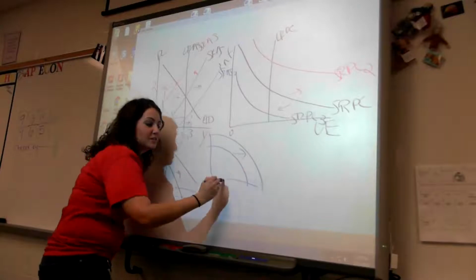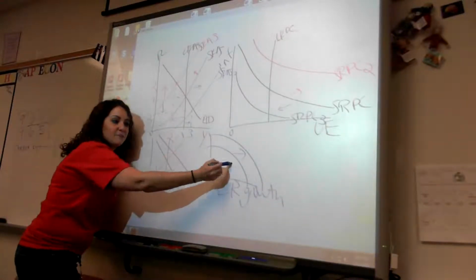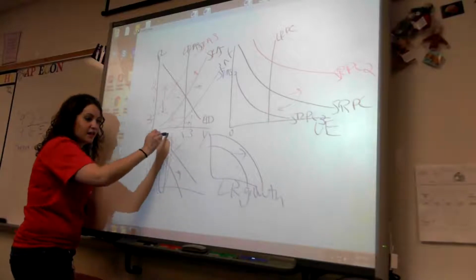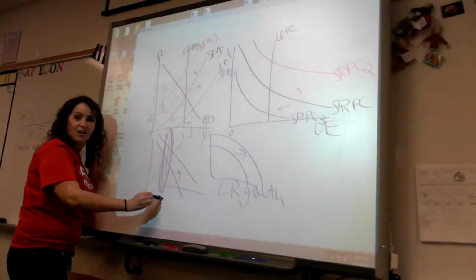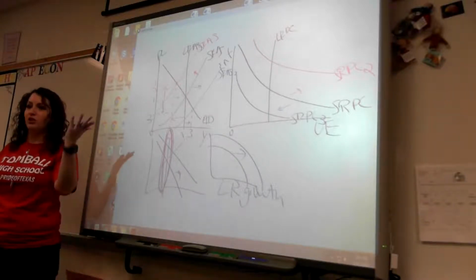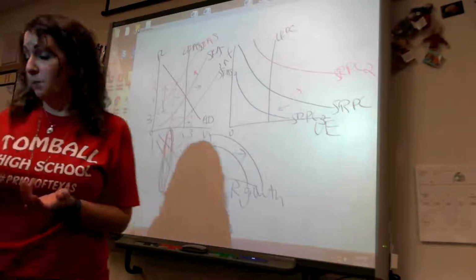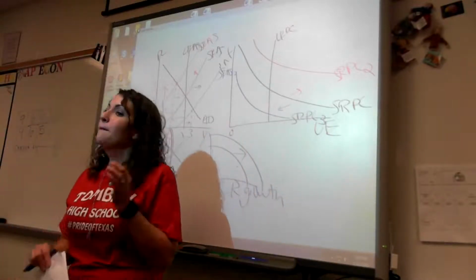Rightward shifts with PPF. This is long run growth. And the PPF is the exact same thing as LRAS, this line right here. And when you shift aggregate demand to the right, you did not change long run aggregate supply at all. So you can't say that buying more things grows the economy. Supplying more things grows the economy, but not buying.